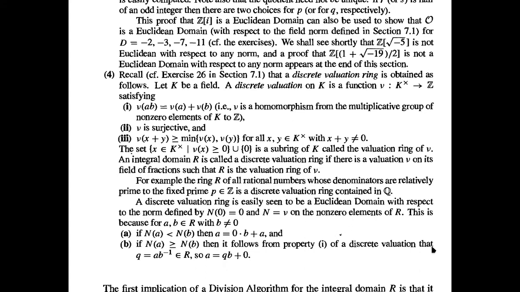So you have a field K, and the discrete valuation on the field is this function V, which takes you from K with the multiplication to Z.